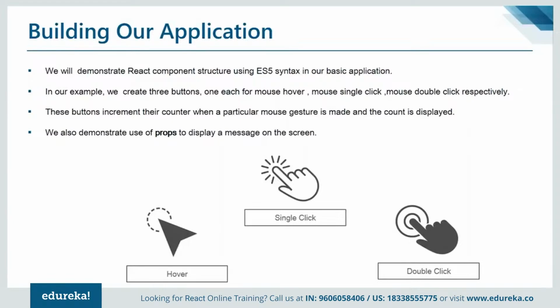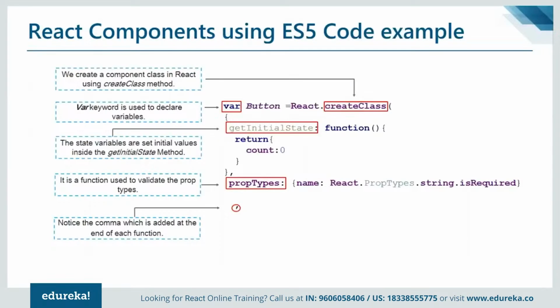So these buttons will increment their counter when a particular mouse gesture or event is made, and then the count will be displayed in the output screen. We'll also demonstrate the use of props to display a message on the screen. So let's talk about how we can create the React components using ES5 code examples. These are the various code snippets in the PPT. After this, I'll show you the live demo.